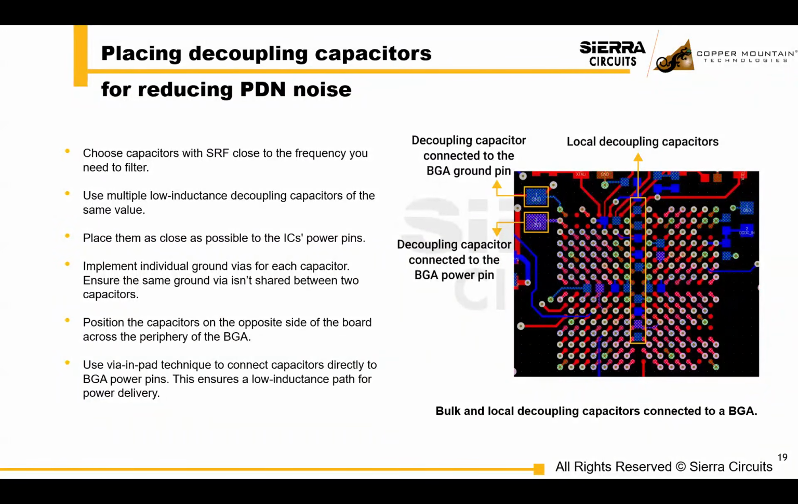So use multiple low inductance decoupling capacitors of the same value. This helps improve filtering of high frequency noise. Place these capacitors close to IC's power pins. Always mount the decoupling capacitors on the same layer as the components. This minimizes the parasitic inductance. And use individual ground vias for each capacitor. Ensure the same ground via isn't shared between two capacitors to avoid noise coupling. All extremely important points.